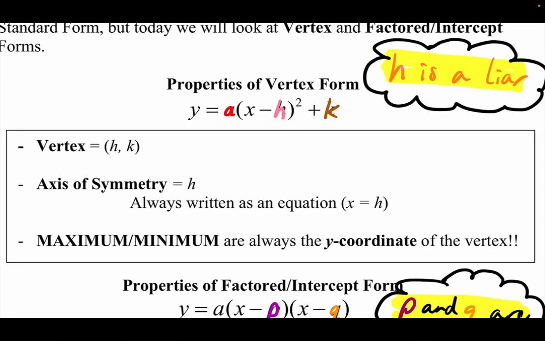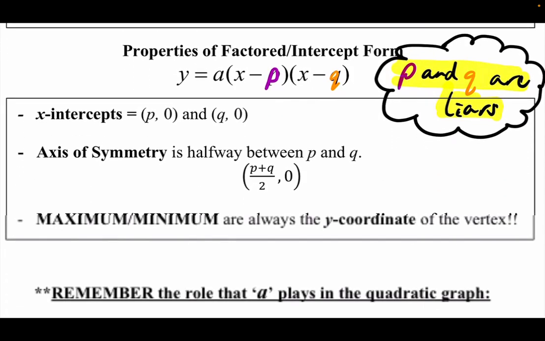Okay, good. The other one is most of the time called factored form, sometimes called intercept form. It's the same thing. It's got an A, arrows up, arrows down. But it's also got P and Q. It doesn't have any other letters. Those are liars, just like H was, okay? They give us something that we haven't seen before, x-intercepts. So whatever P is, whatever Q is, those are x-intercepts.